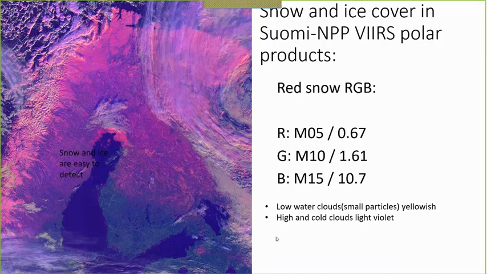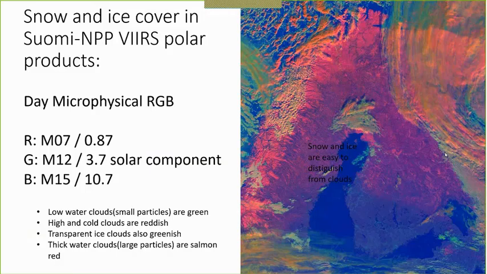And when we have high and cold clouds in this product, we can see them with violet color, so it's a little bit easier to distinguish the difference with the ice and snow between the cold and high clouds. And if we have these low water clouds with smaller particles, they are a little bit more yellowish, so they are quite easy to detect from the product also. Then we have a day microphysical, and this is not that easy to interpret, but it's a really good product in many ways.